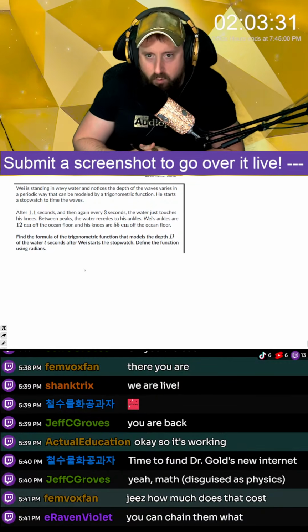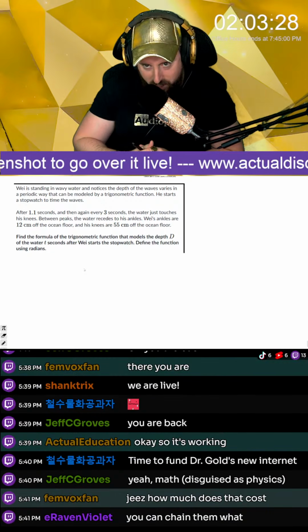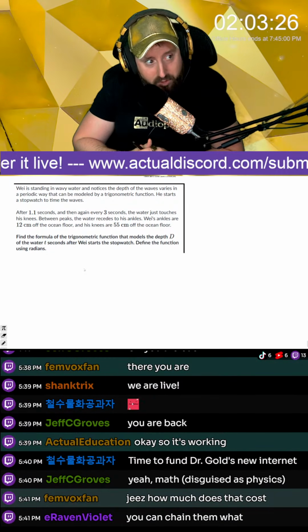Okay, a wave standing in wavy water notices that the depth of the wave varies in a periodic way. That can be modeled by a trig function.